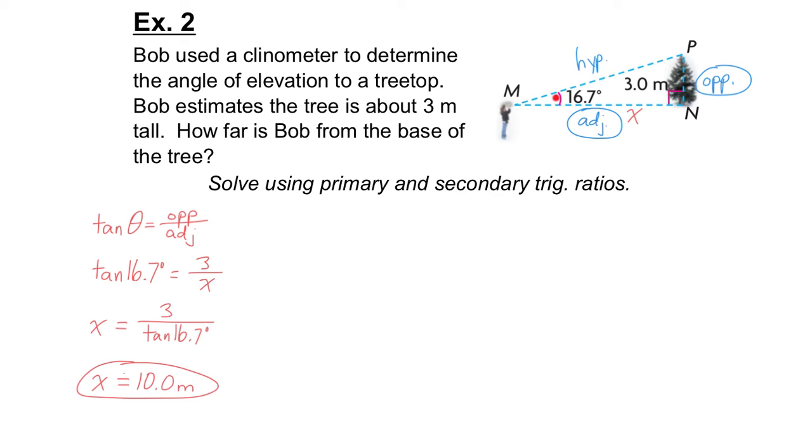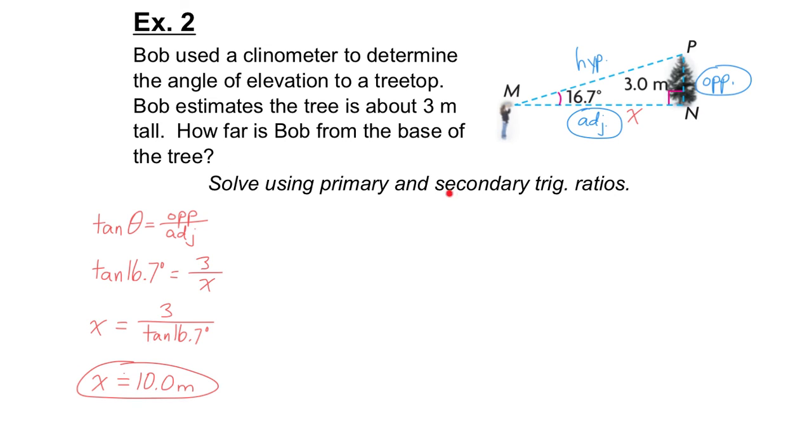I start by labeling. That's the opposite side, which is 3 meters. The side I want to find is the adjacent side. So because I want to find the adjacent side, and I know the opposite side, well, opposite and adjacent, that's tangent. So I'm going to use the tangent ratio, plug in the numbers that I know. The angle is 16.7 degrees. The opposite side is 3. The adjacent side is x. I'm just calling it whatever I want, x. To solve this equation, it's going to be 3 divided by tan 16.7. I do that in the calculator, and it rounds to 10 meters. So I can say Bob is 10 meters from the base of the tree.